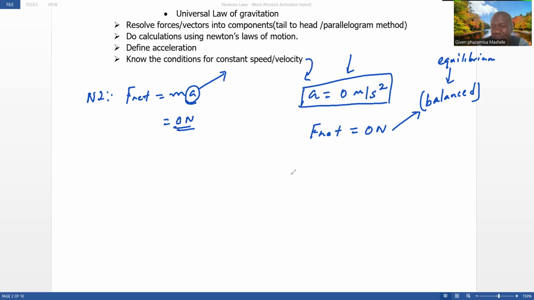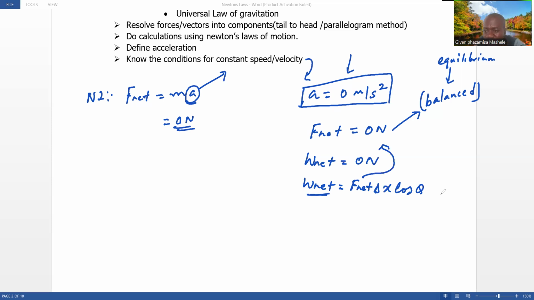Now the grade 12s. That's why you need to link Newton's laws and work, energy and power. Obviously, if the net force is 0, even the net work done on the object will still be 0. Why? Because the net work done on an object is the net force multiplied by the displacement, the cos of the angle between them. But since the net force is 0, it means even the net work is 0. But this is for grade 12, work, energy and power.